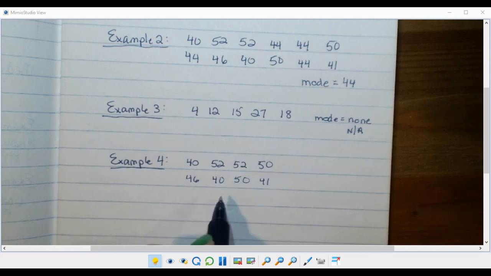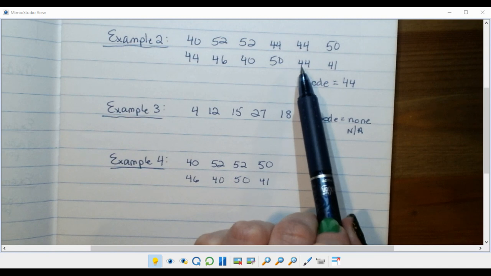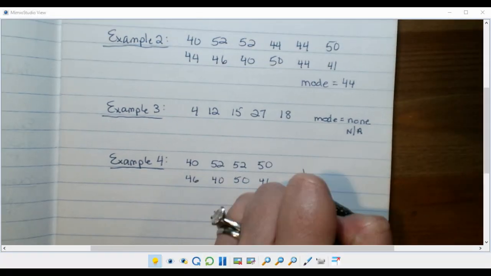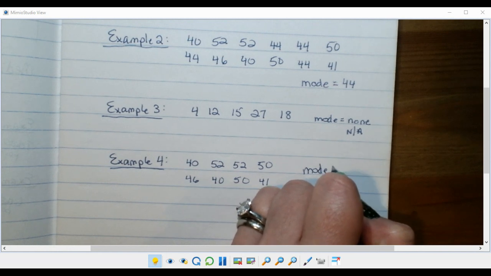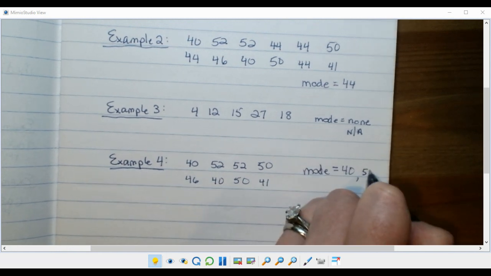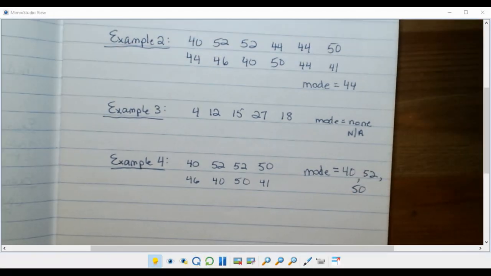So I have several numbers that duplicate. If they duplicate, they still have to have the most, okay? So we had some duplication up here, but they weren't the most. Down here, we have 40 that happens twice, so that is a mode. I have 52 that happens twice, that is a mode. And I also have 50 that happens twice, that is a mode. So it is possible to have multiple modes, but they still must be the most frequently occurring.